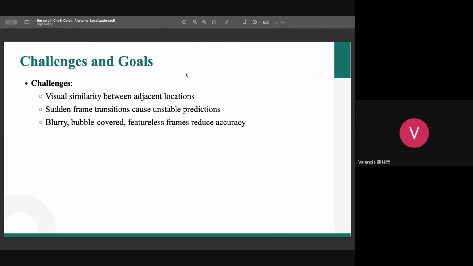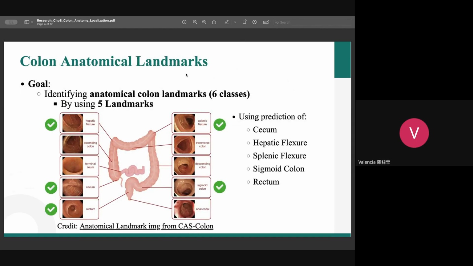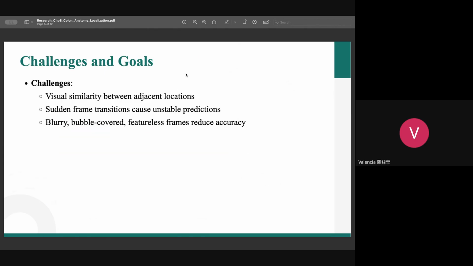There are still challenges here. As you can see in these images, there is visual similarity; all of them look so similar. Another issue is sudden frame transition, which can cause unstable prediction in the colonoscopy video. Also there are featureless frames, because we work with video. There are a lot of blurry, bubble-covered and featureless frames that can reduce accuracy, because if the model predicts on those, it will predict wrongly.